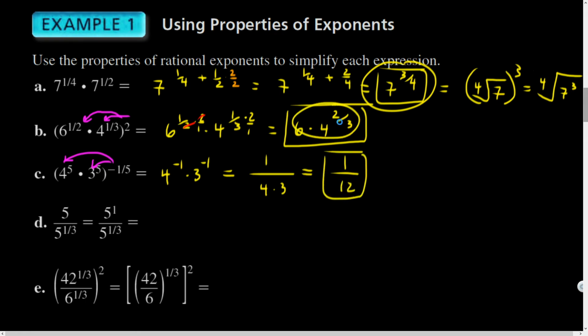Notice here, I was not able to multiply 6 and 4 because this would have been equivalent to 6 times the cubed root of 4 squared. Okay, and so I can't multiply something that is not in a radical by something that is in a radical. That 4 was owned by that exponent. Couldn't multiply it in that way.